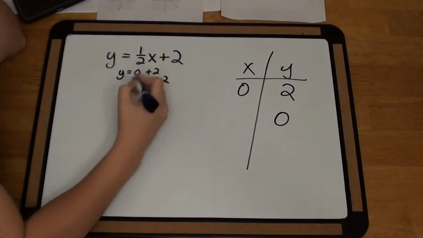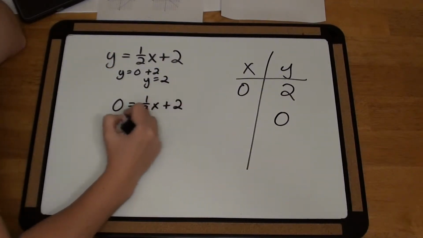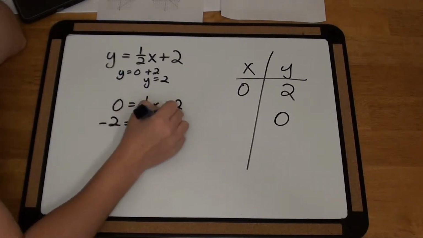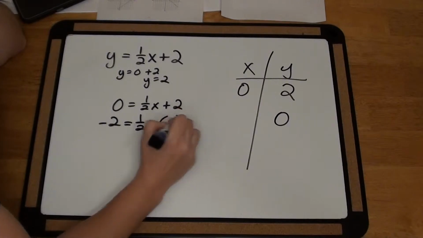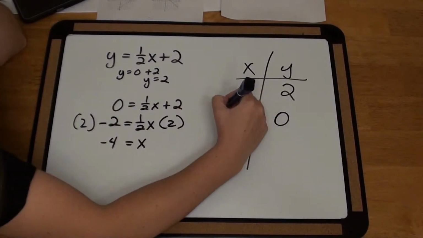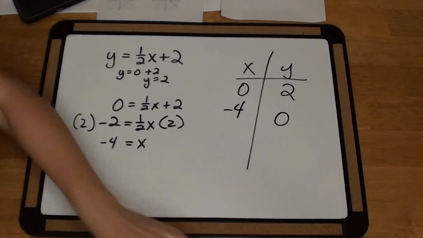And I can put a 0 in for my y. 0 equals 1/2 x plus 2. That means 1/2 x equals -2. I'm just bringing that over. Multiply both sides by 2. X equals -4. Now I've got my 2 points. I've got (0, 2) and (-4, 0).